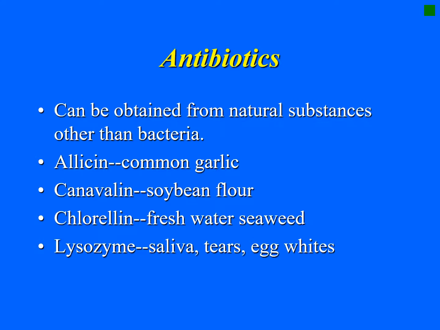So again, we can get antibiotics from natural substances other than bacteria. These may be not antibiotics per se, but they have antimicrobial properties, so they work very similarly. Allicin, you can actually find in garlic. Canavalin is something that's in soybean flour. Chlorelin is in freshwater seaweed. Lysozyme you find in saliva, tears, but also egg whites.